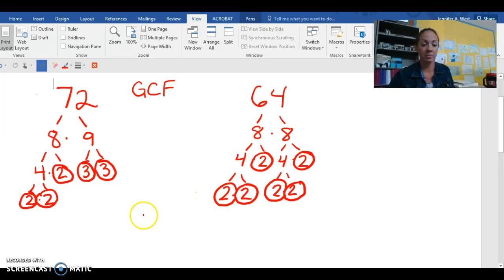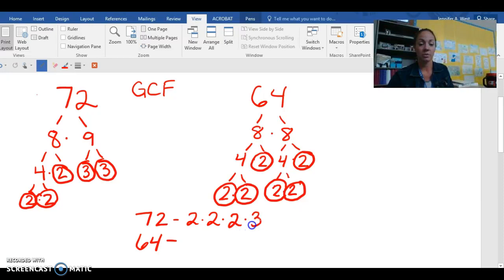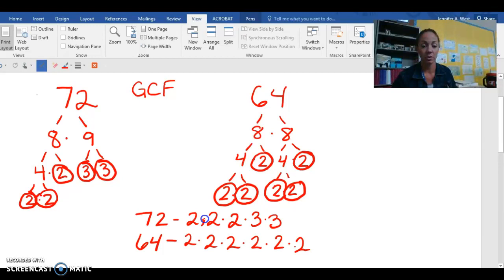And then we have to make our lists. We have 72, we have 64. So for 72, we have 2 times 2 times 2 times 3 times 3. And then for 64, we have 6 2's. We have 2 times 2 times 2 times 2 times 2 times 2. So we have to circle the factors that are the same, and we're not going to worry about any of the others. So just circle the ones that are the same.